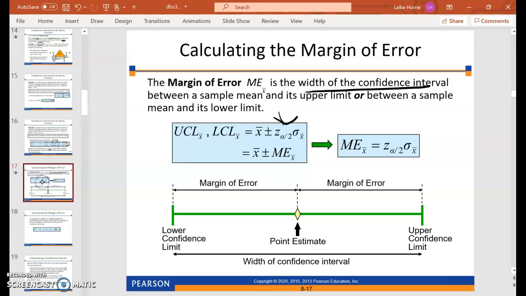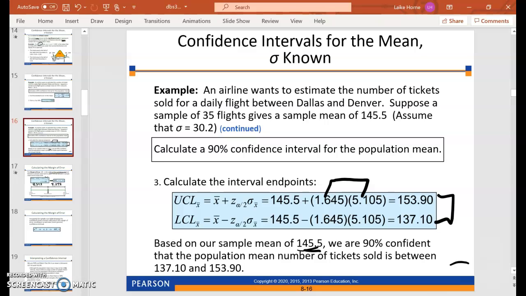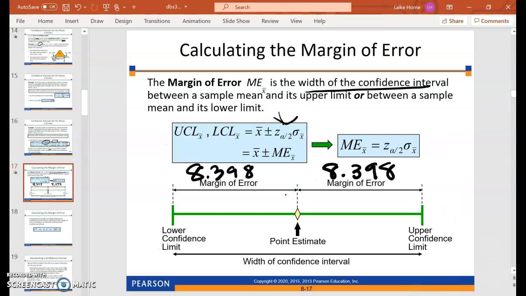Let me get my calculator and let's actually see what that value is. Okay, so you will get, your margin of error is going to be 8.398. Let's just round to 3 decimal places. So your margin of error. Okay, so our point estimate here was our sample mean, which was 145.5.